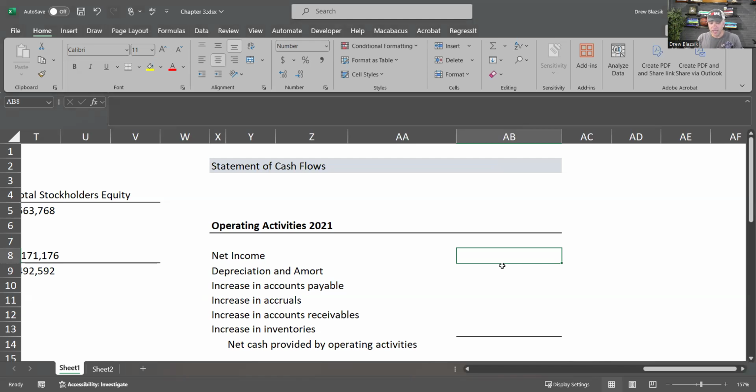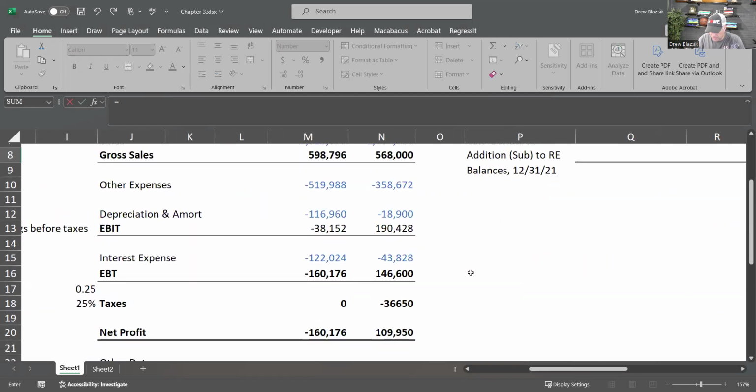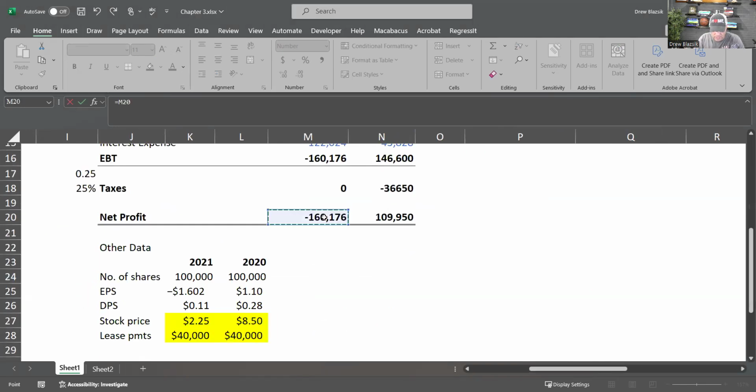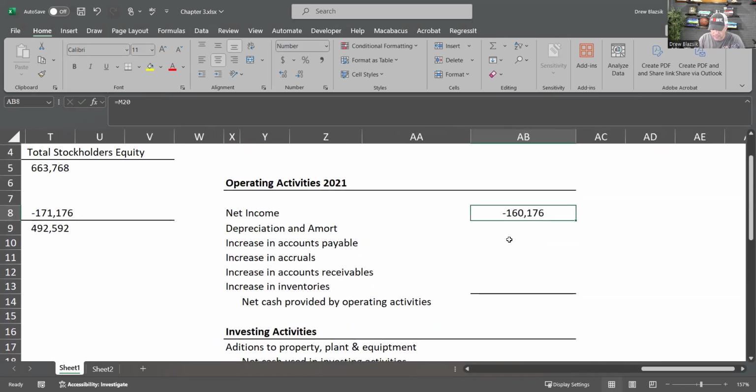We have three different revenue streams. We got operations, the operations of the company. We have financing, and we got investing. So we're going to do operations first. So first thing I want to do is find out the net income. I'm going to go all the way over to statement, and that's found in cell M20. It's a negative 160. Okay.